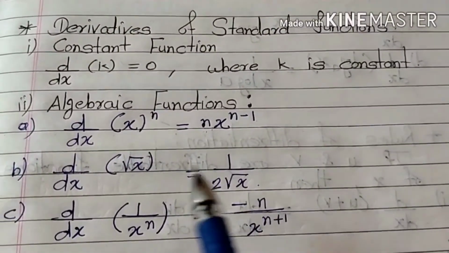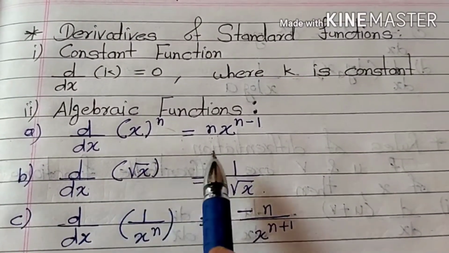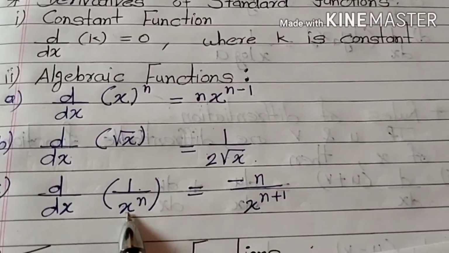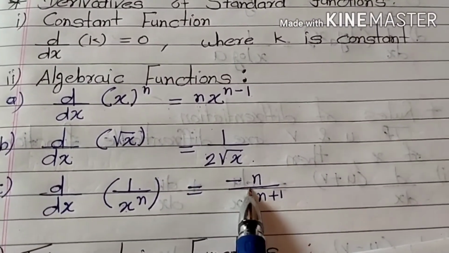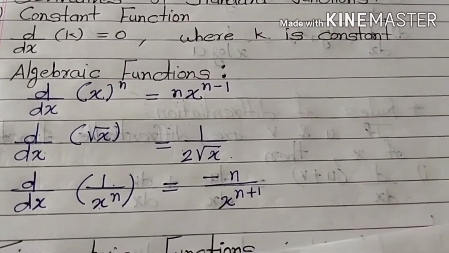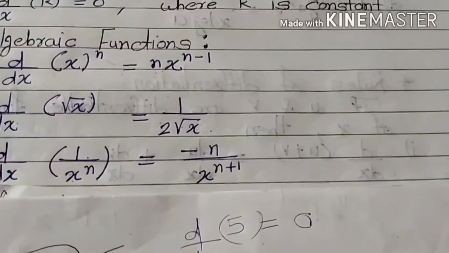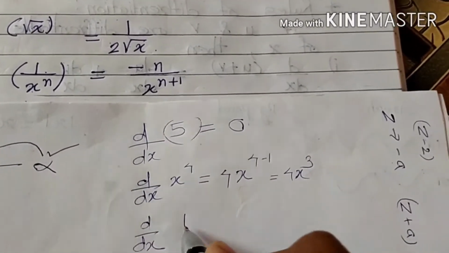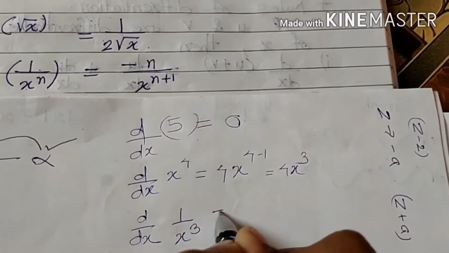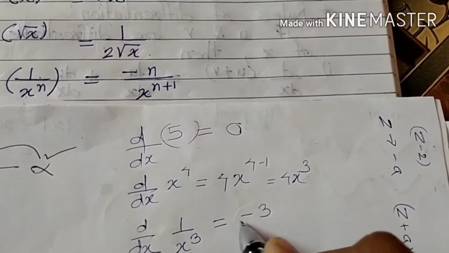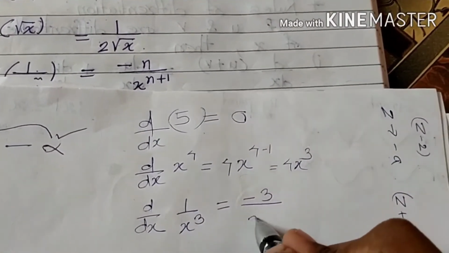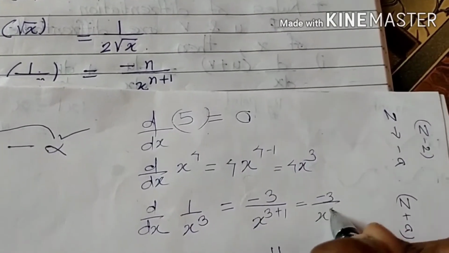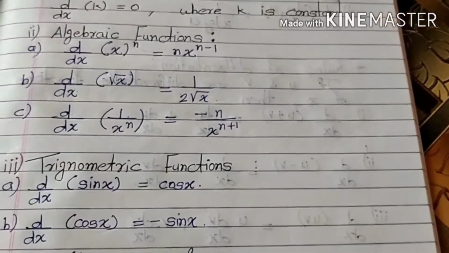Okay. Now next, the derivative of root x is 1 upon 2 root x. The derivative of 1 upon x raised to n is equal to minus n upon x raised to n plus 1. So here, for example, the derivative of 1 upon x cube is equal to minus 3 upon x raised to 3 plus 1, means it is minus 3 upon x raised to 4.